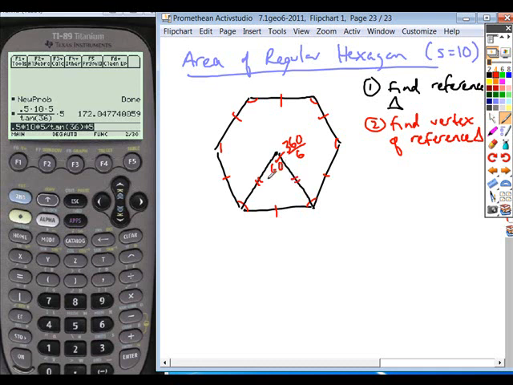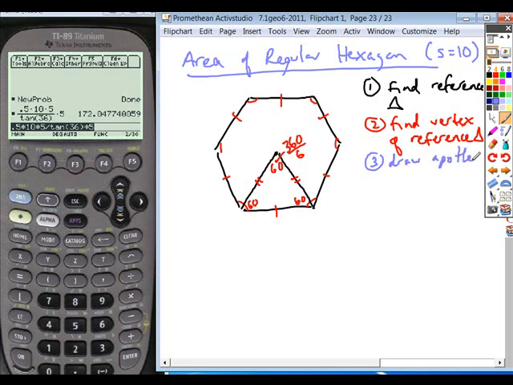Now what's unique about a regular hexagon is we still have an isosceles triangle, but if the vertex angle is 60 and we're dealing with an isosceles triangle, what do the two base angles have to add up to? 120, and if base angles are opposite equal sides, they're equal as well. So 120 divided by 2 is 60. So what's specific about the reference triangle in a regular hexagon? It's equilateral.